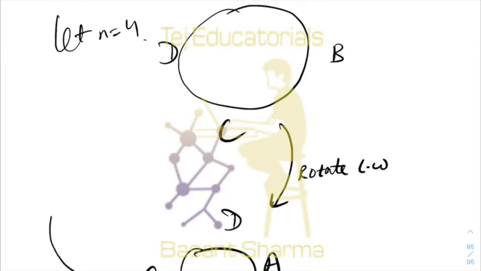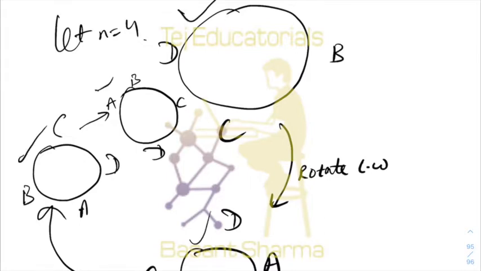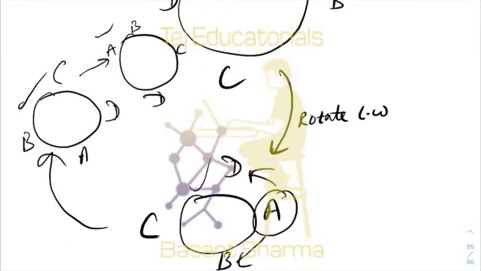Then rotate clockwise again, and you will get C, D, A, B. And then rotate clockwise again, so you will get A, B, C, D. Now the important thing to note here is, in all these 4 arrangements, the relative positions are fixed. By relative positions I mean, if you consider A, then it always has D to its right and it always has B to its left, in all of these 4 cases.